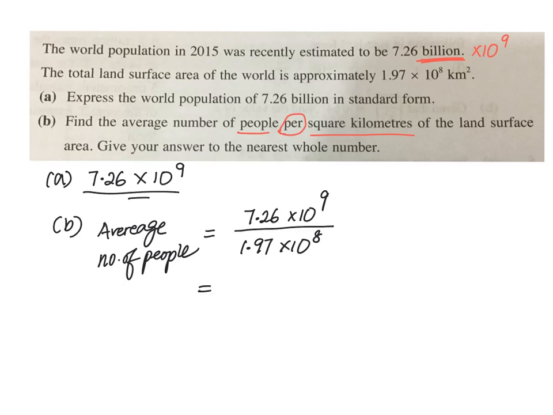And then we key this into your calculator. 7.26 times 10 to the power of 9 over 1.97 times 10 to the power of 8. That gives me 36.853 in 5 significant figures. They say give your answer, round it off to the nearest whole number. So in this case, my answer will be 37 people per kilometer square.